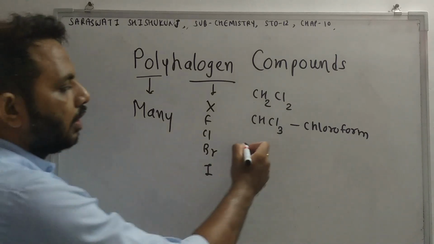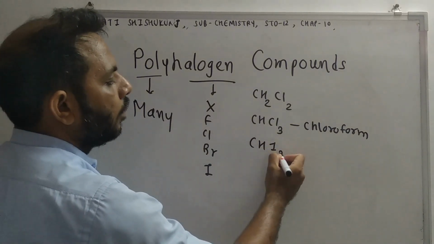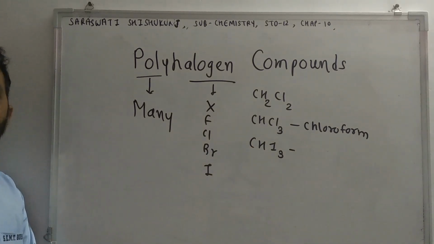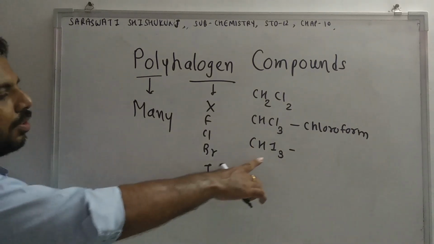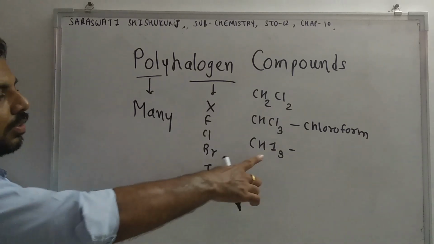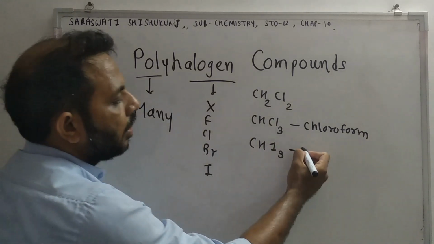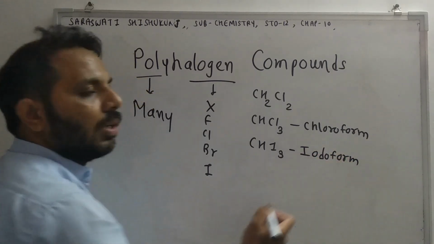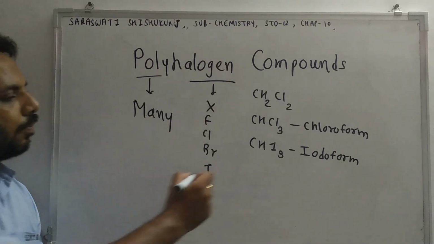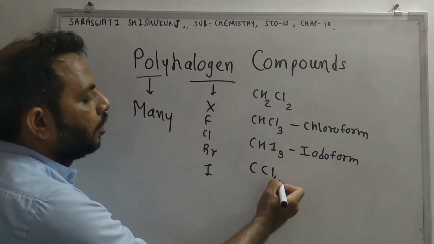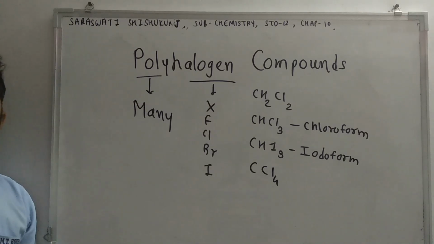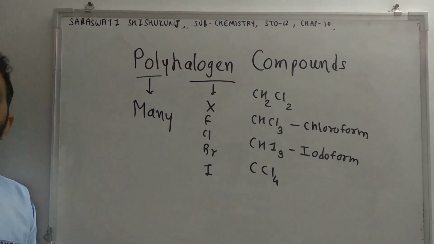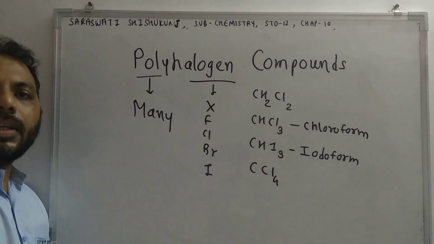Third compound is CHI3, that is triiodomethane. One carbon is there, so because of that, that is methane. Three iodines are there, so it is known as triiodomethane. The common name is iodoform. Common name of this compound is iodoform. Then the fourth compound is CCl4, that is tetrachloromethane. Four chlorines are there and one carbon is there, so that is why it is known as tetrachloromethane.